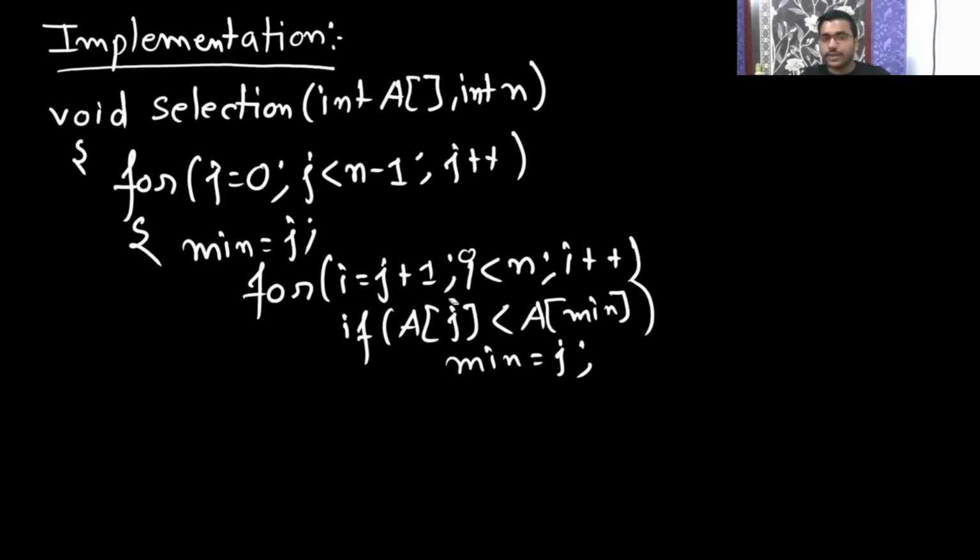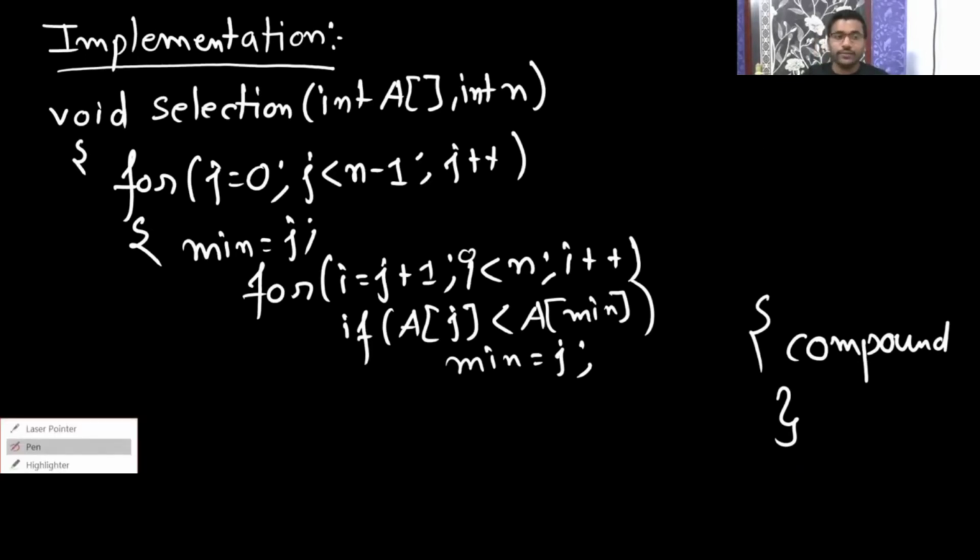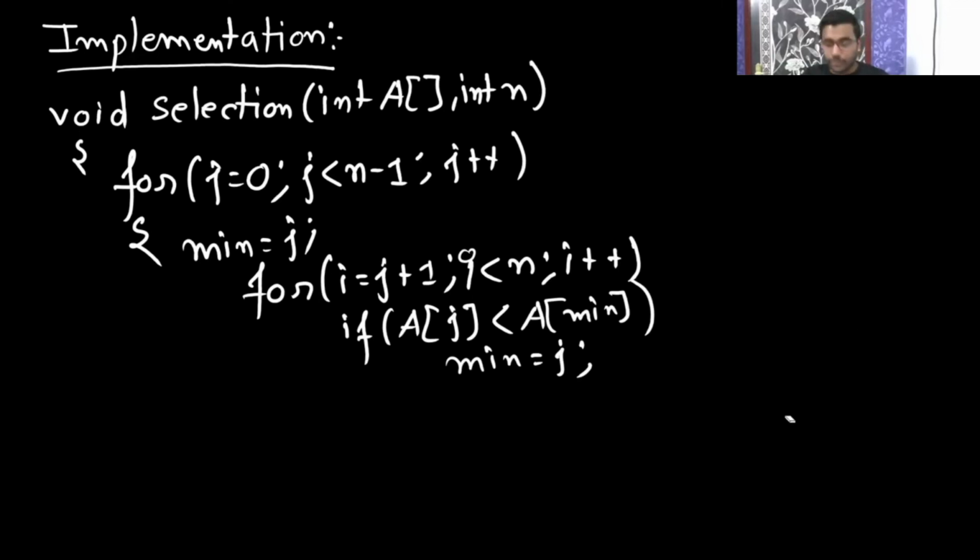Why are we using parenthesis in a for loop? We use it to represent a compound statement. If you do not give parenthesis, it will assume the next statement as its body. What is a compound statement? A compound statement has multiple statements. Here you have only a single statement, and the body is this statement. If this is true, then it will go there.